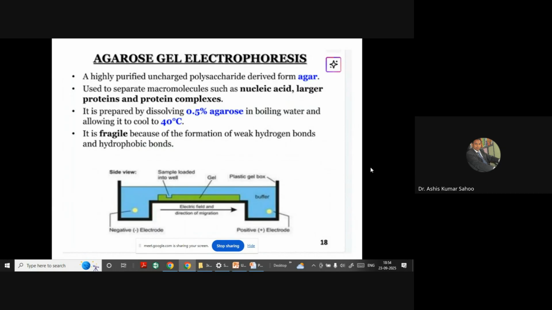Agarose is a compound used to separate macromolecules such as nucleic acids and larger protein complexes. It is prepared by dissolving 0.5% agarose in boiling water and allowing it to cool to 40 degrees. Gelling occurs because of the formation of weak hydrogen bonds.